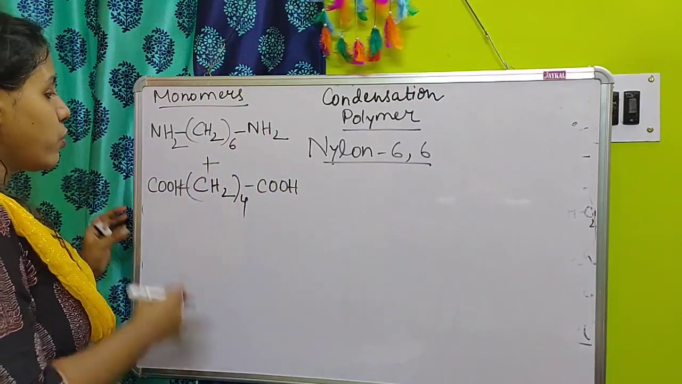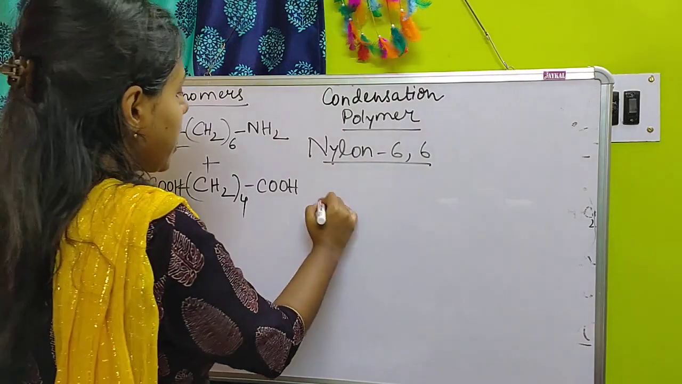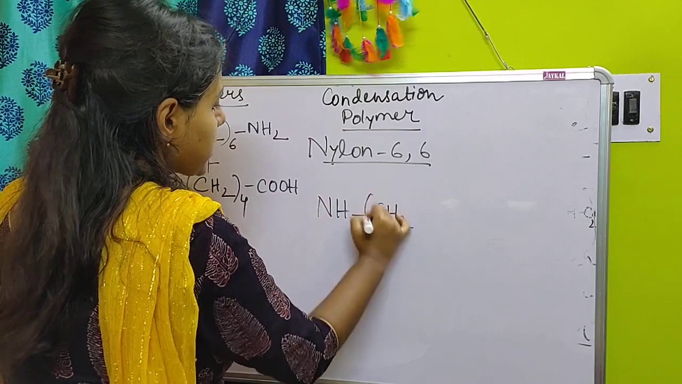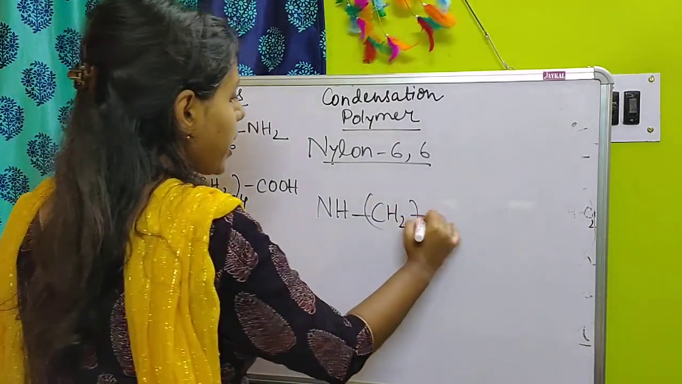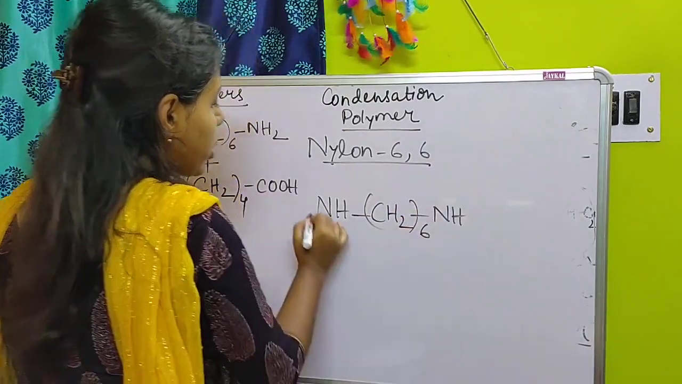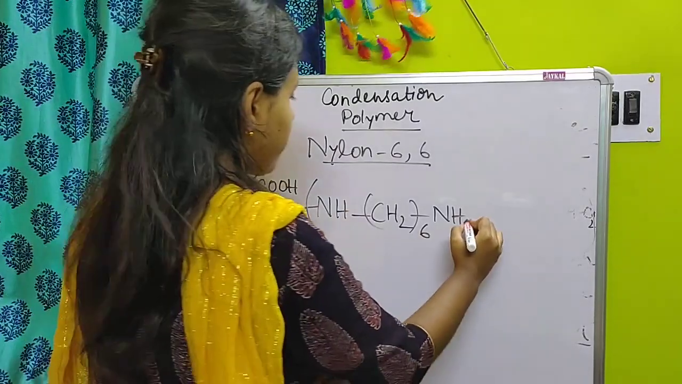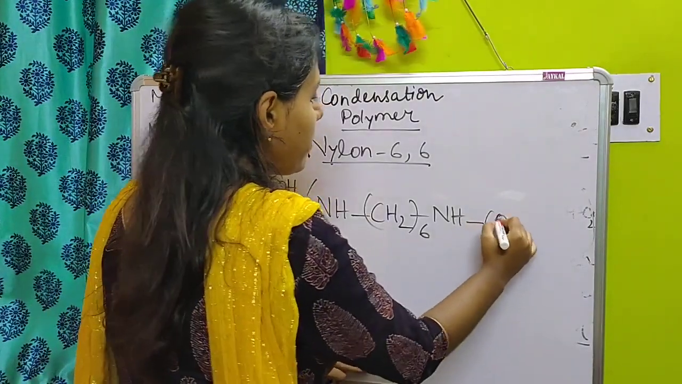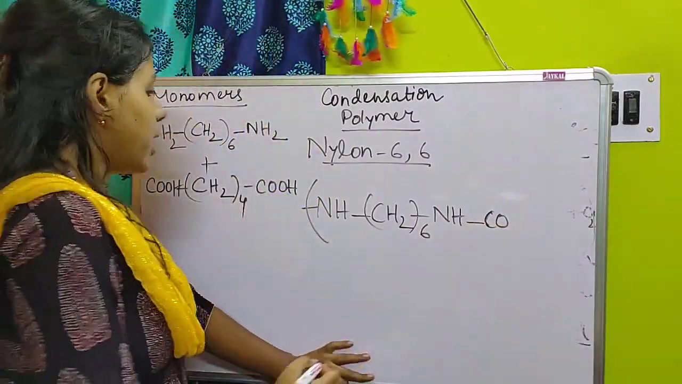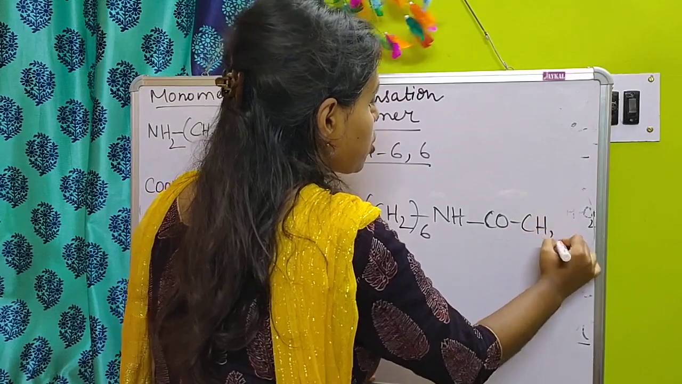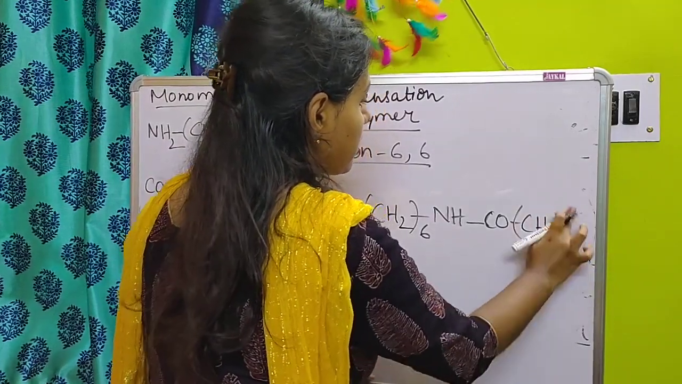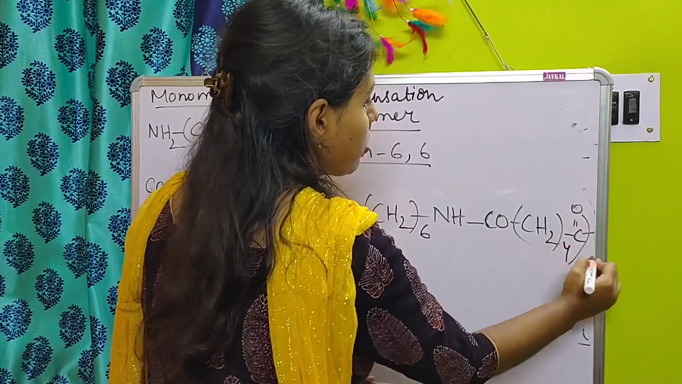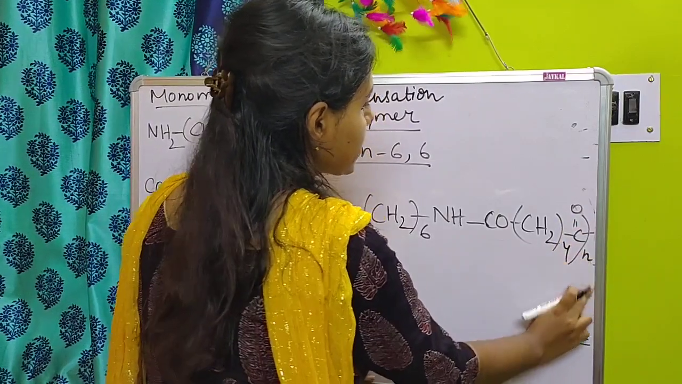Okay, one water molecule will be removed, and finally we will get a compound like this: NH single bond (CH2)6 single bond NH. From here one OH will be removed, so there will be one CO single bond (CH2)4 single bond CO single bond, bracket close, with subscript n.